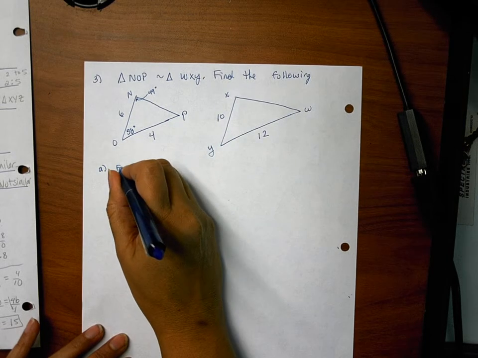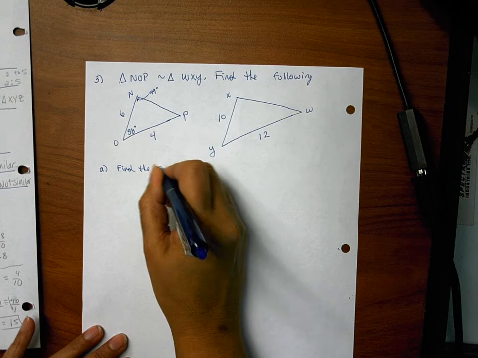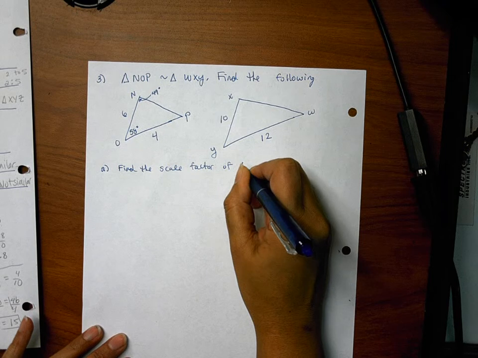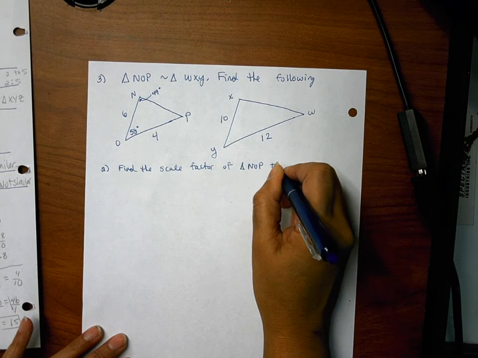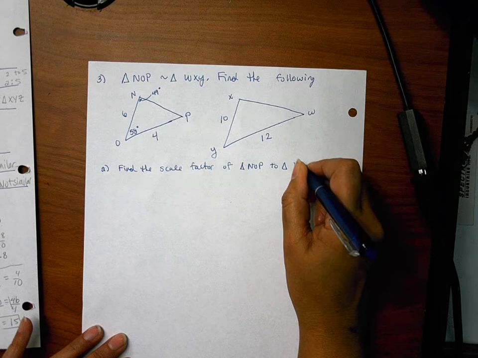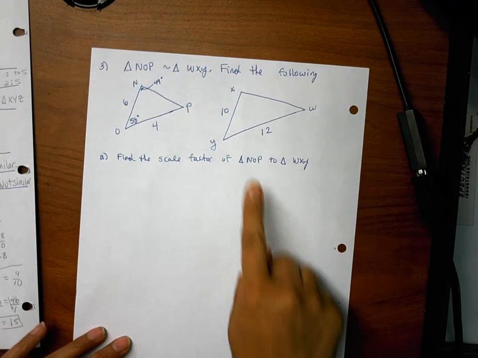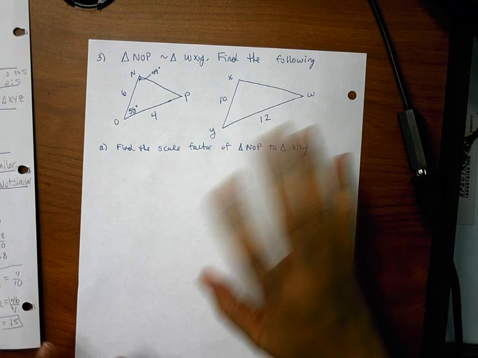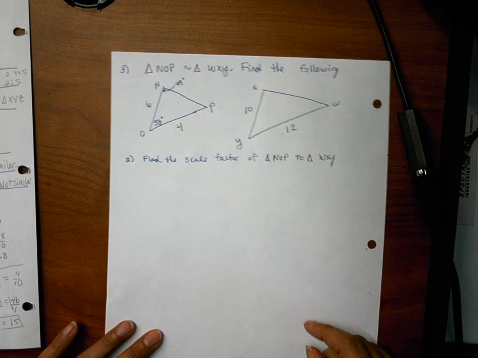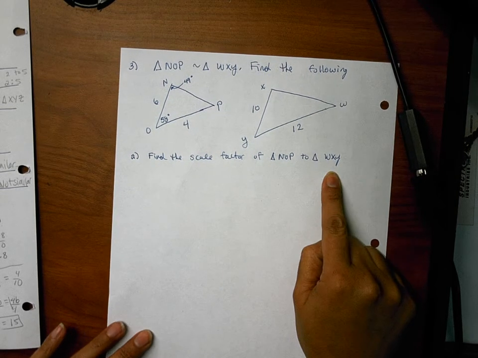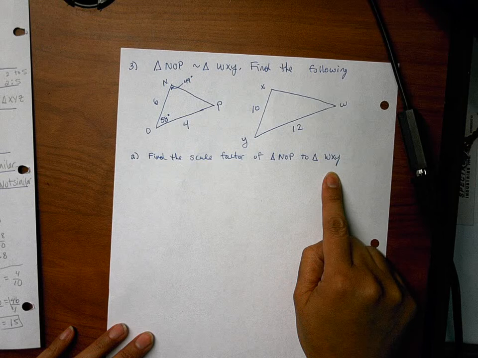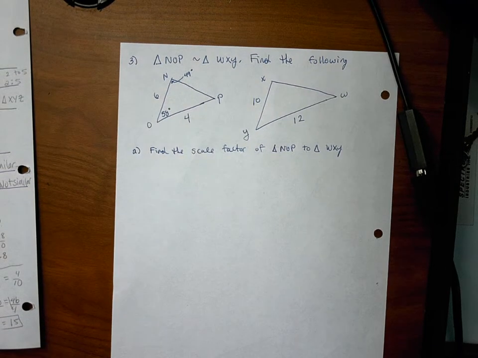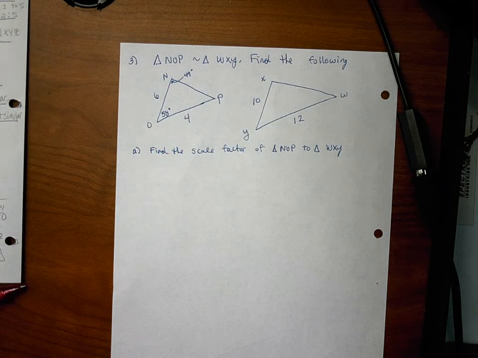Okay, with that we are going to find part A. Find the scale factor of triangle NOP to triangle WXY. They will always tell you, and it is important which one goes first because you're making a fraction, or 5 to 2 versus 2 to 5. Those are two different things. So the one that comes first goes at the top, the one that comes second goes at the bottom, and if it doesn't specify, then you do left to right.